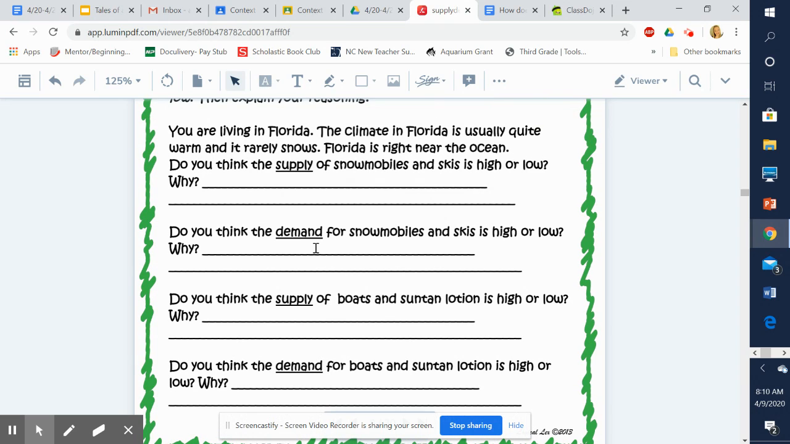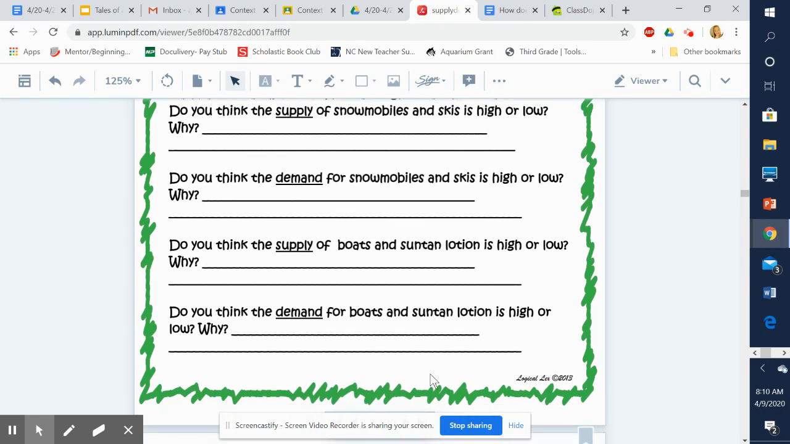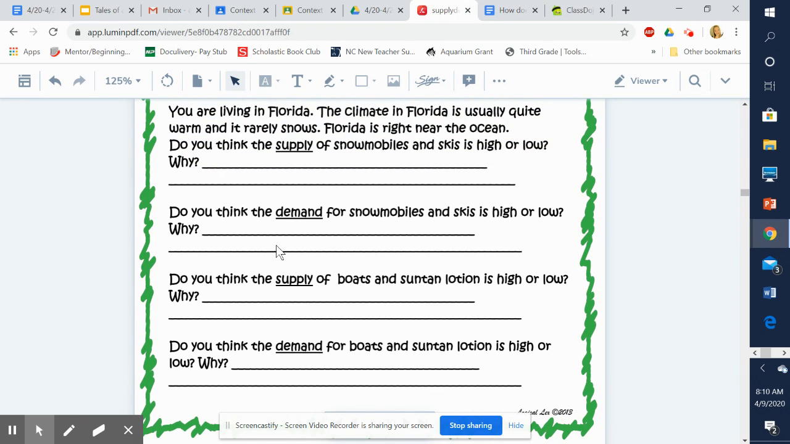Second one says, do you think the demand for snowmobiles and skis is high or low? So remember, high or low, and tell me why. Do you think the supply of boats and suntan lotion is high or low? And do you think the demand for boats and suntan lotion is high or low? So just those four questions, you're answering high or low and telling me why. Remember, supply is how much of an item there is. The demand is how much people want it.